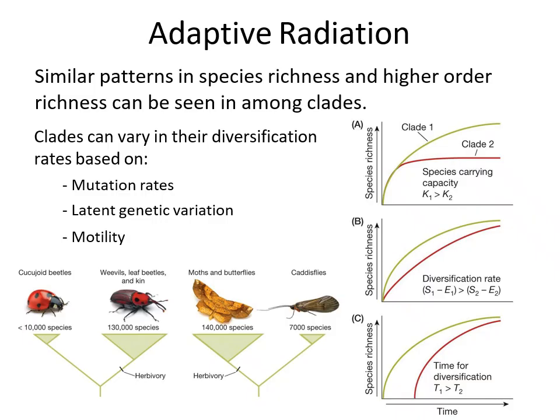And then you might guess that motility is going to be really, really high. If you're going to have adaptive radiation, you need to be able to get to these new areas. This is tied with the idea of finding new niches, finding new habitats. So this really wraps up all of our topics that we're going to cover for speciation and diversification.